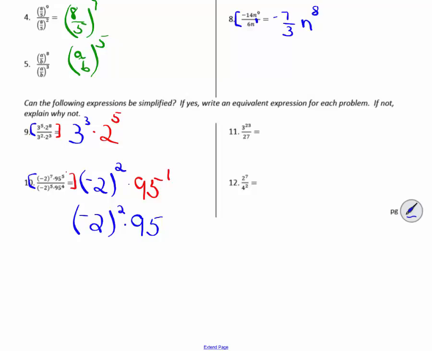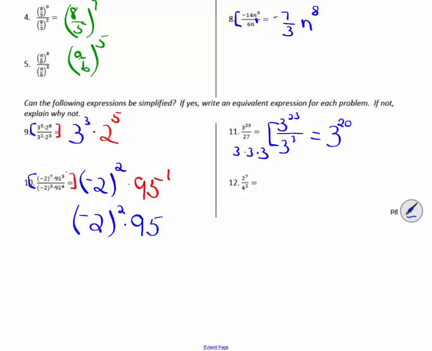Now, for number 11, I don't have the same bases. But what you want to try to see is, can 27 be written using a base of 3, like we did in our very first lesson? So 27 is really 3 times 3 times 3. So this problem is 3 to the 23rd over 3 to the 3rd. Now I have the same base. So keep the base, subtract your exponents, 3 to the 20th.